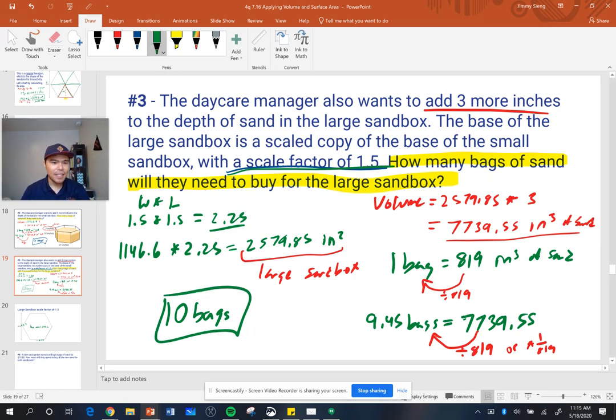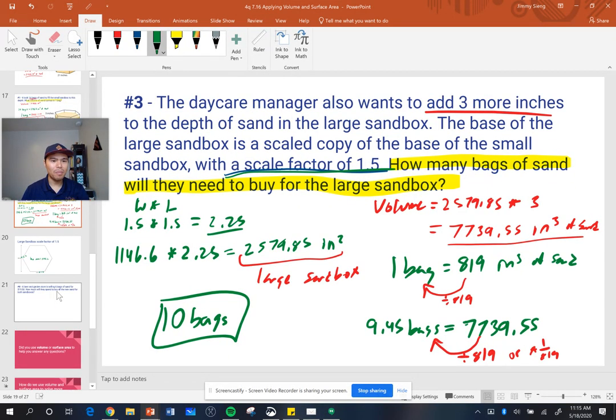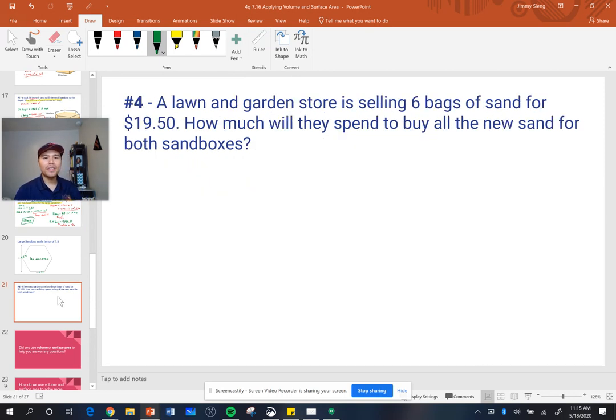It's a lot of math, isn't it? We're almost done. We got one more. Call it good. Okay, so we have a lawn and garden store selling 6 bags of sand for $19.50. All right, so we got this store selling bags for $19.50. How much will they spend to buy all the new sand for both sandboxes? Okay, so this time I have 2 sandboxes, right? I need a total of sand to fill up. Let me double check some ideas here so I don't get messed up. Let's see.